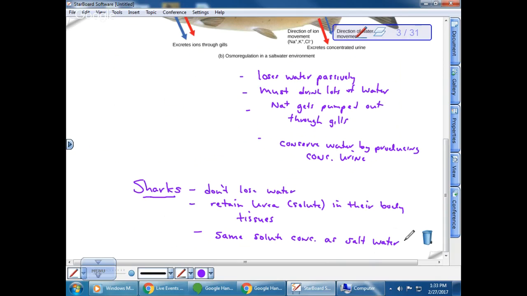So it doesn't kill their cells. And they conserve energy. So this is a conservation of energy because they don't have to pump the ions back out. So this is a strategy to conserve energy. Osmoregulation in sharks and other cartilaginous fish like skates and rays and ratfish too. So it's just a different strategy than the bony fish have. Okay.